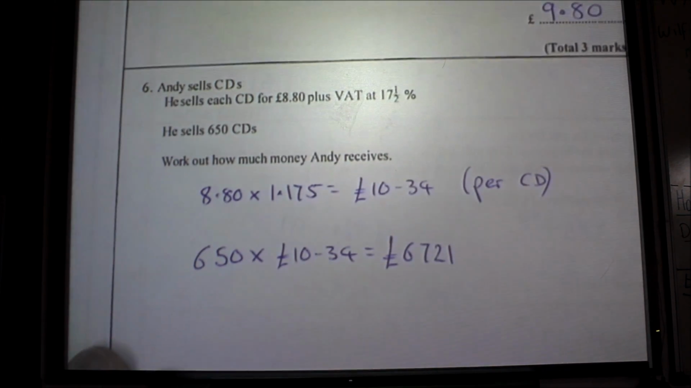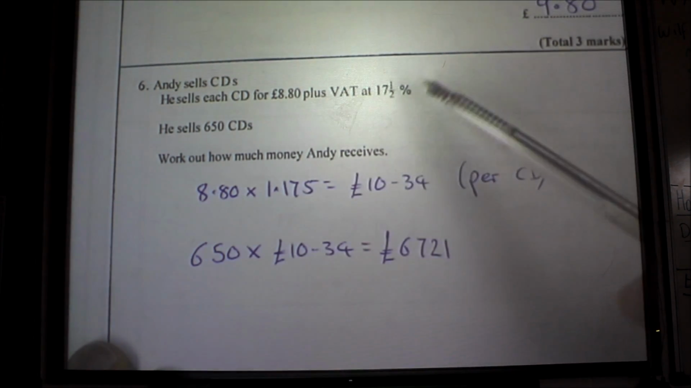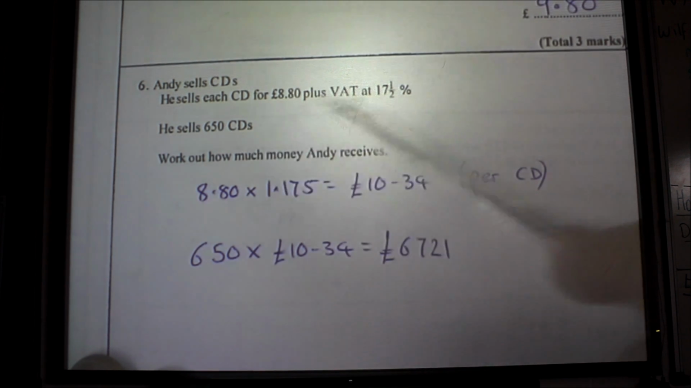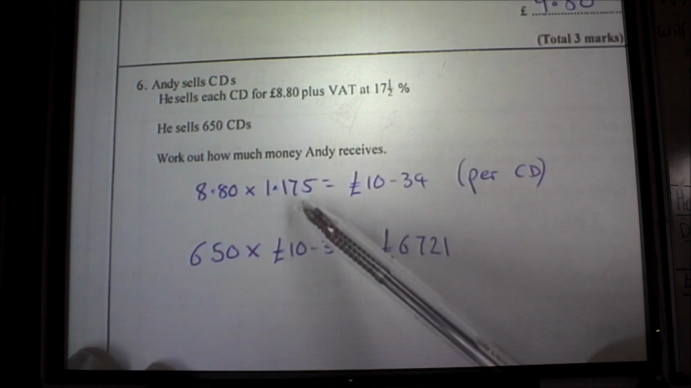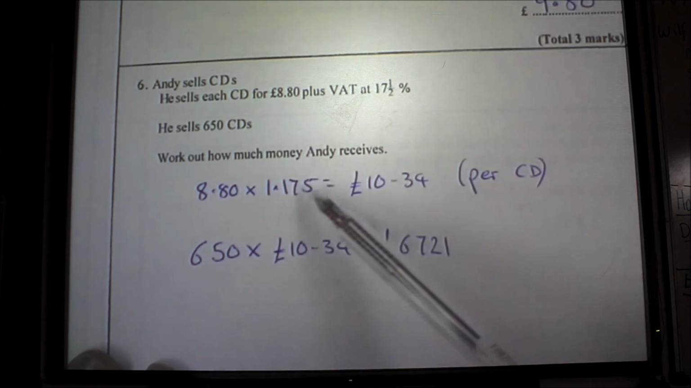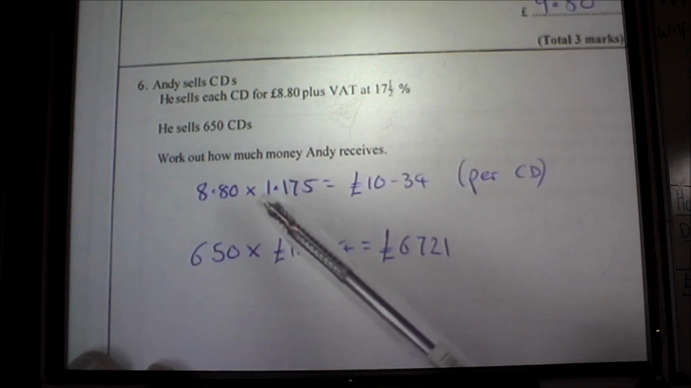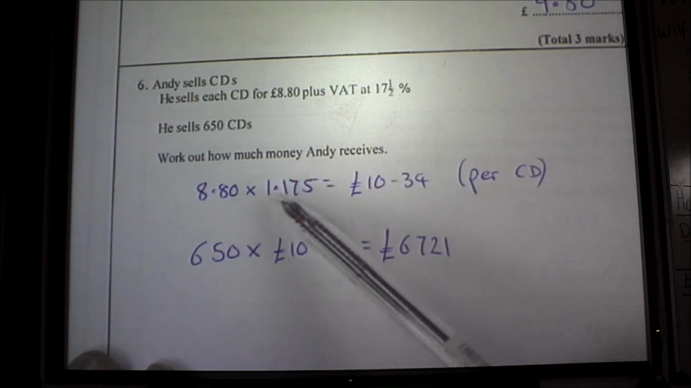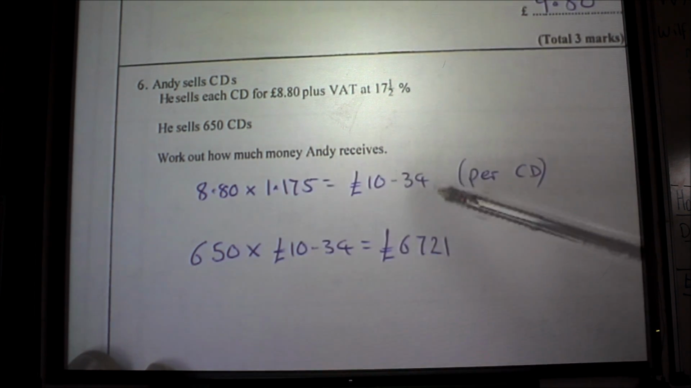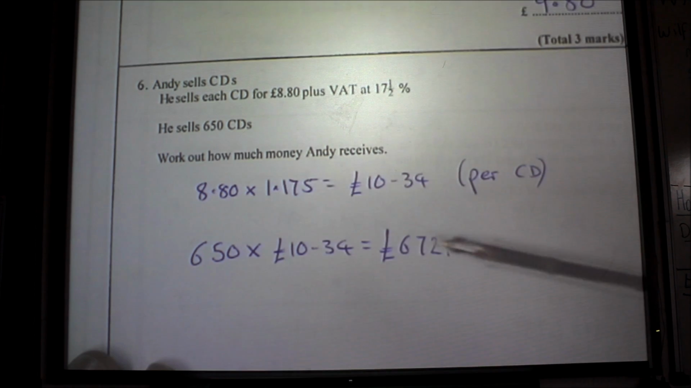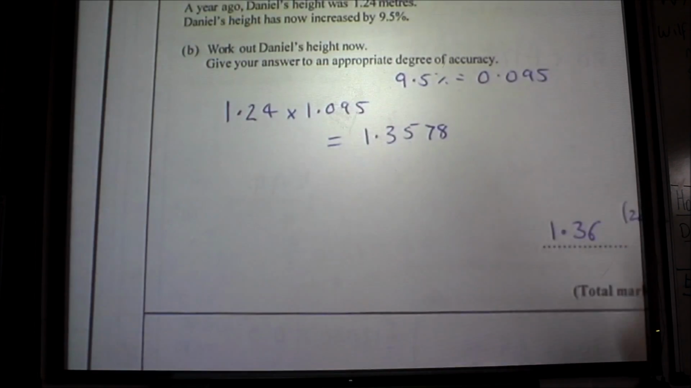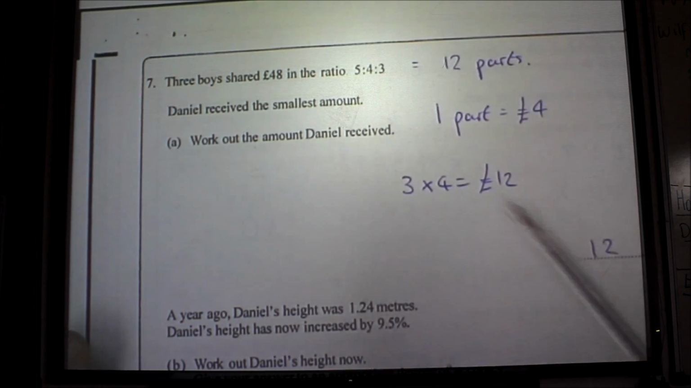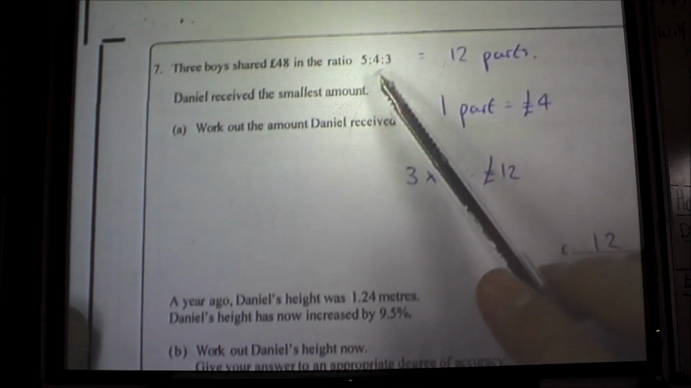Andy sells CDs. He sells each CD for £8.80 plus VAT at 17.5%. He sells 650 CDs. How much money does he receive? First of all, we need to add on the 17.5%. I've done that via the multiply method. So multiply by 1 to increase it, 0.175, and it's £10.34 per CD, and 650 lots of that is £6,721.